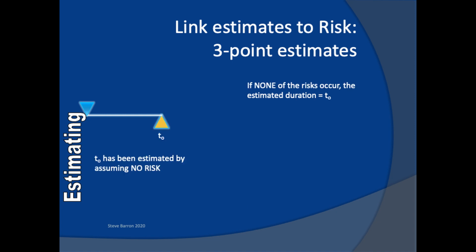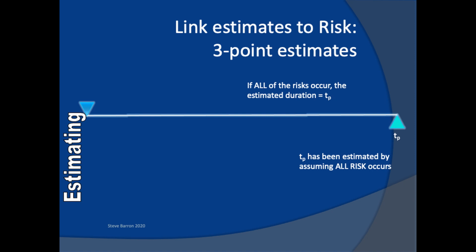The next set of estimates is based upon the assumption that none of the identified risk will occur. The activity will complete without any problems. The estimate will be the minimum time and cost for the activity. This is called the optimistic estimate.